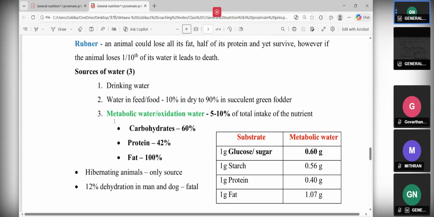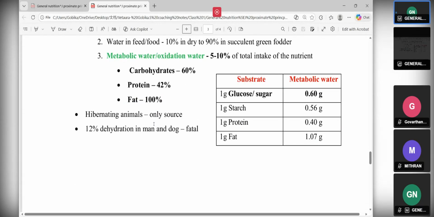Then a third source of water is metabolic water or oxidation water. Since it comes from the oxidation process in metabolism, it is called oxidation water and metabolic water. They will ask what percentage of the total intake of water comes from metabolic water. So we should know that 5 to 10% of the total intake of water comes from metabolic water or oxidation water. This percentage is most important from the exam aspect.